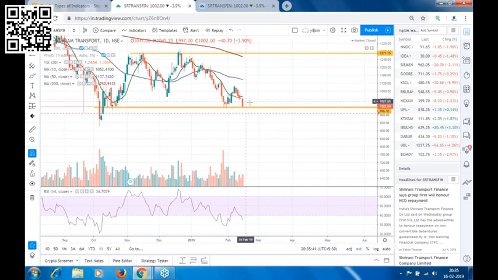Then the next day, if we find any good trade, that is the time we can decide on trading in this stock, but not on Monday. For Monday, my view on SR Transfin is bearish if it breaks the 1000 level.